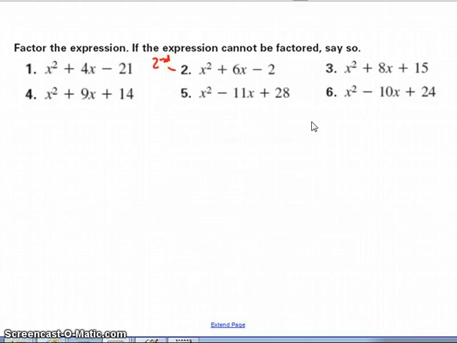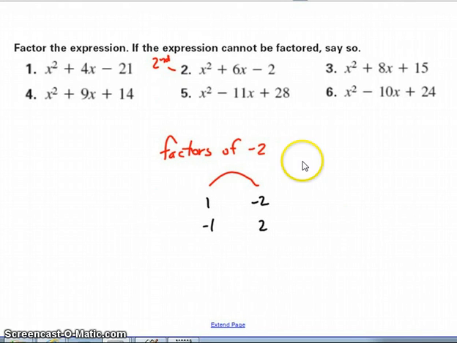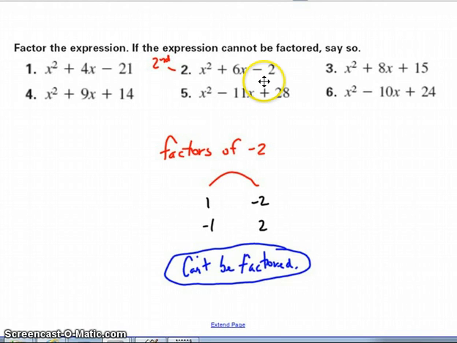Second one that I wanted to do, x squared plus 6x minus 2, I've got to find the factors of negative 2. Well, as I say, 1 is always a factor. It's 1 times negative 2. And its negative version will also be a factor. But that's it. Those are my only factors of negative 2. Do either of those pairs add up to make 6? No. There are no pairs that multiply to make negative 2 and add to make 6. That means it can't be factored.